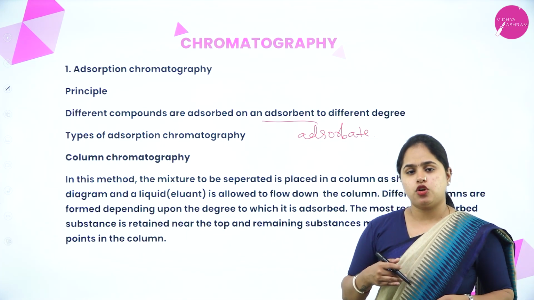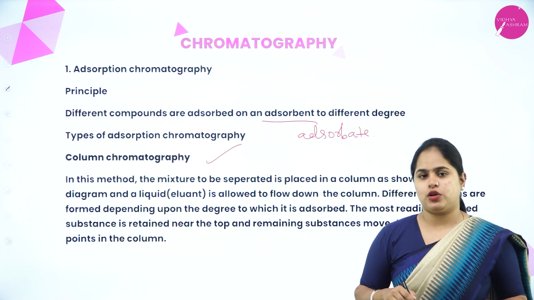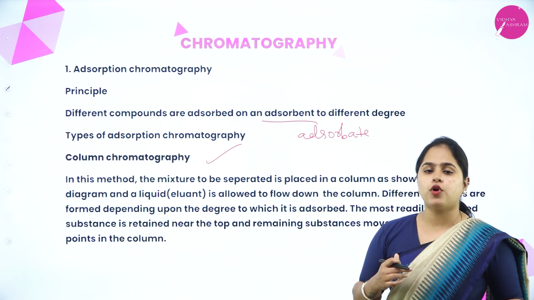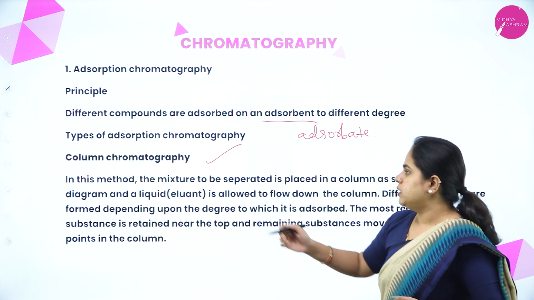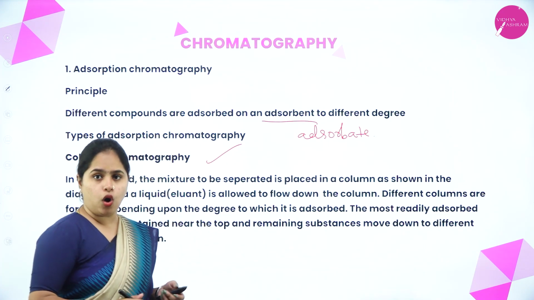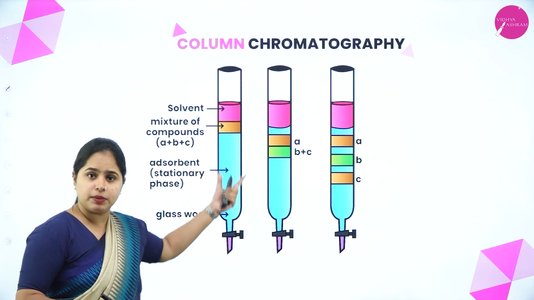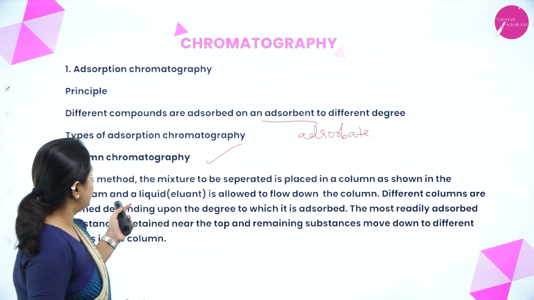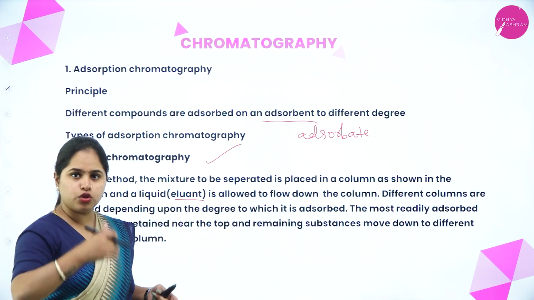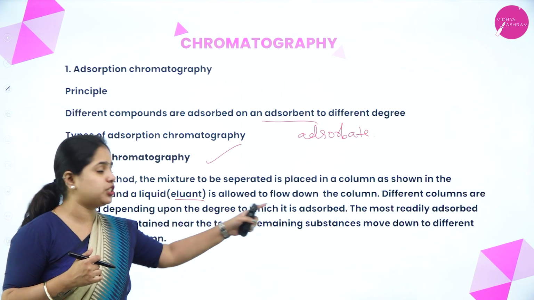Now in adsorption chromatography, there are two types. The first one is column chromatography. As the name suggests, we'll be doing it in a column, right? Column chromatography is based on a column. Now in this method, the mixture to be separated is placed in a column as shown in the diagram. The liquid, which is called the eluent, is allowed to flow down through the column. Now, different bands are formed depending upon the degree to which each compound is adsorbed.